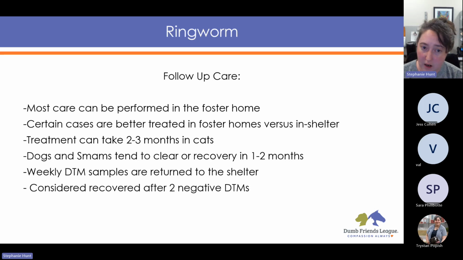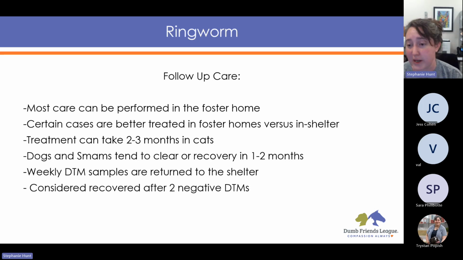Some cases are better treated in foster homes. Specifically, as I said, SMAM ringworm, and then kittens that are under 1 pound, versus managing those cases in the shelter. Treatment in cats can take up to 2 to 3 months, so this is a long haul treatment. What I've seen with dogs and SMAMs is that they typically recover a lot faster. I have specifically fostered SMAMs with ringworm, and the guinea pigs typically clear within 3 to 4 weeks.